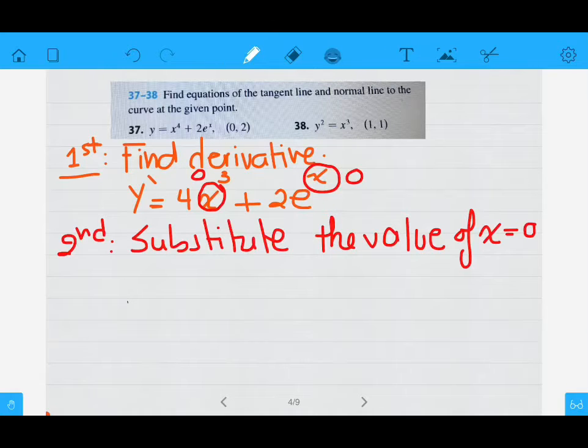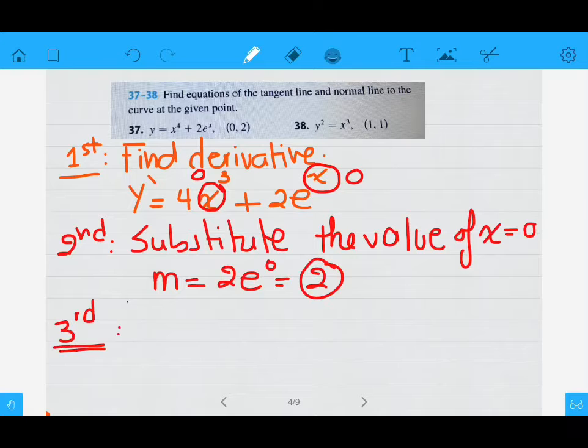Here 0 will go, so we have m equal 2e to the power 0, which equals 2. This is the slope. The third one, we will find the 2 equations, tangent and normal line. Tangent, I will write here tangent, and here normal line.